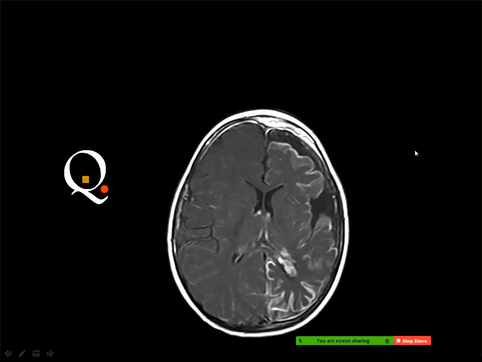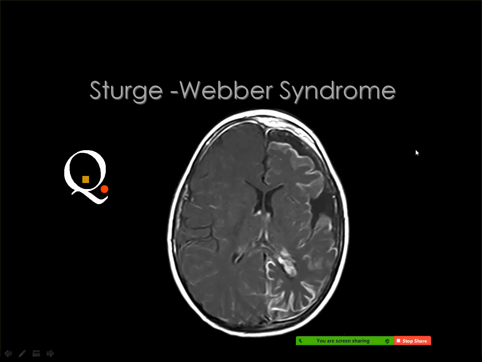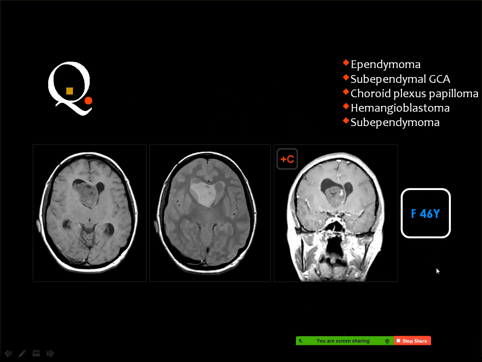Sturge-Weber. Yes, this is a straightforward case of Sturge-Weber syndrome showing all the criteria: hemiatrophic changes, leptomeningeal enhancement, and the enlargement of the ipsilateral choroid plexus in the ventricle. This is the classic appearance of Sturge-Weber.